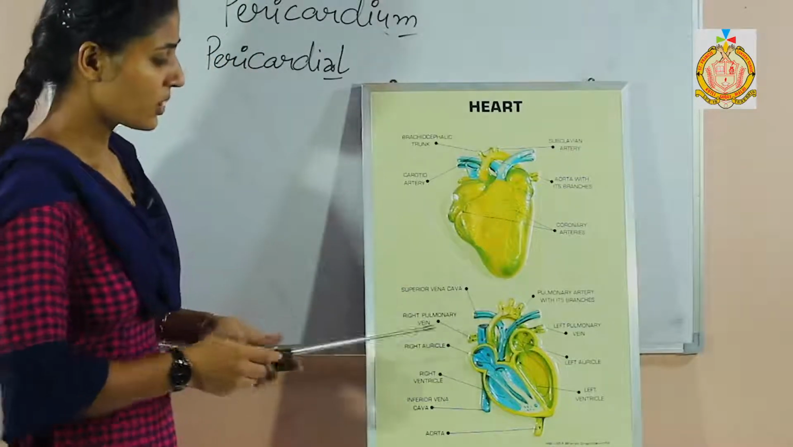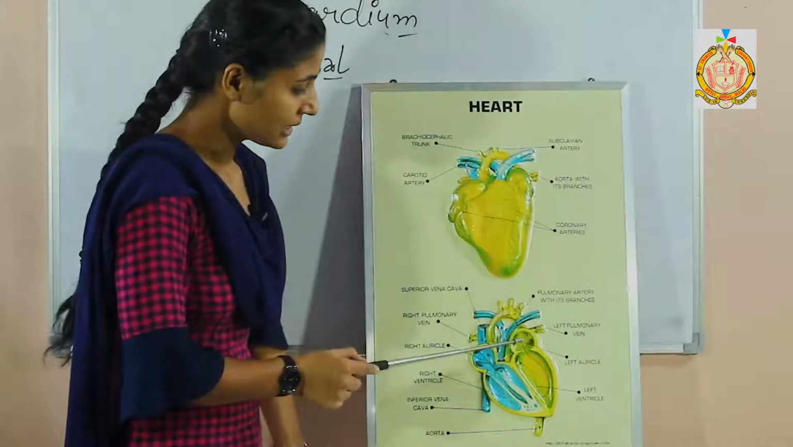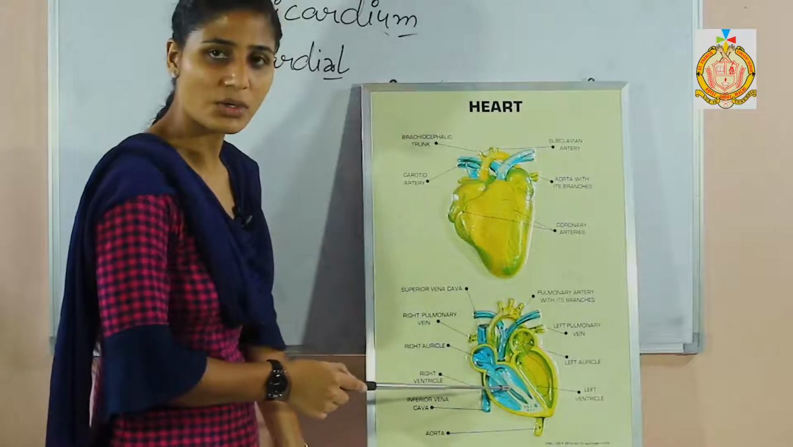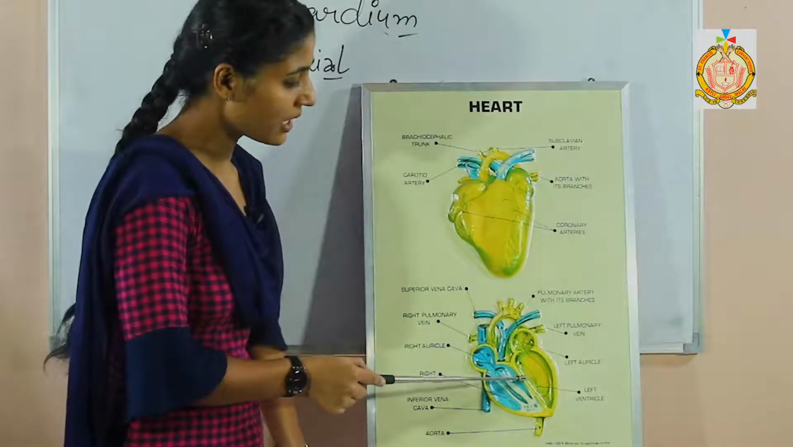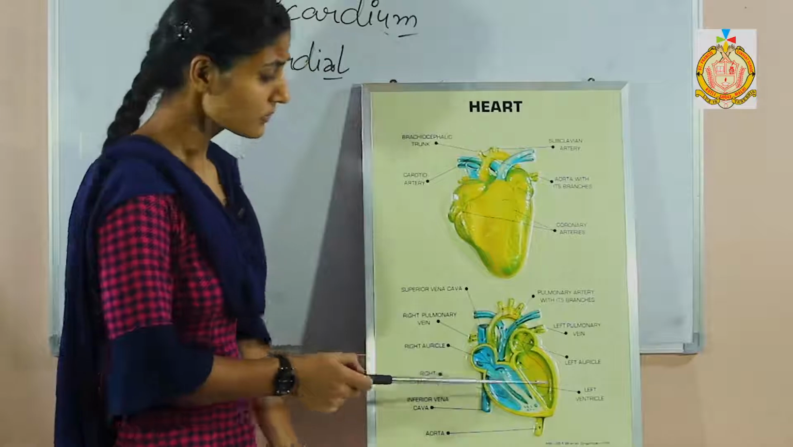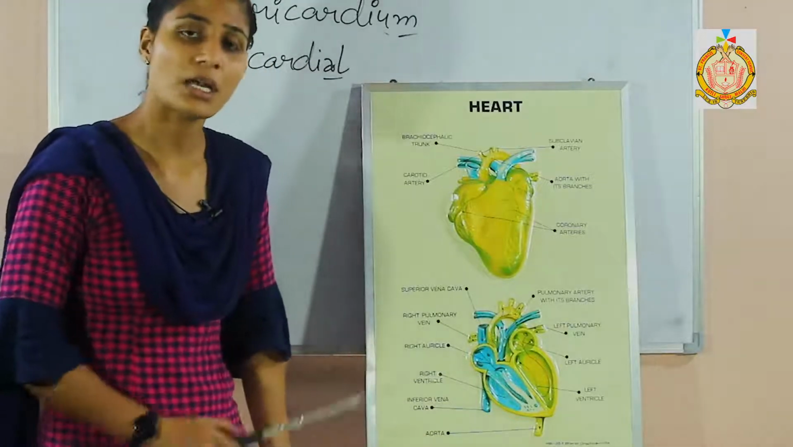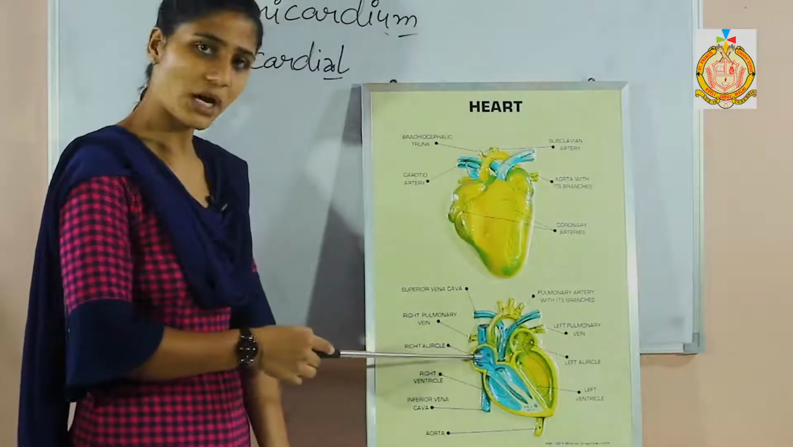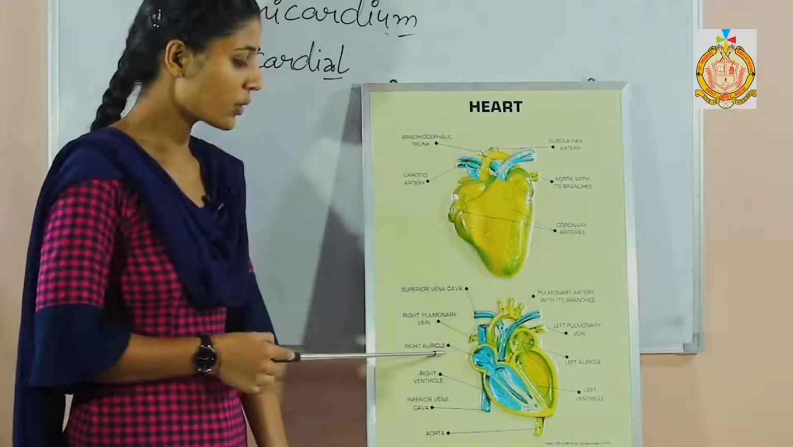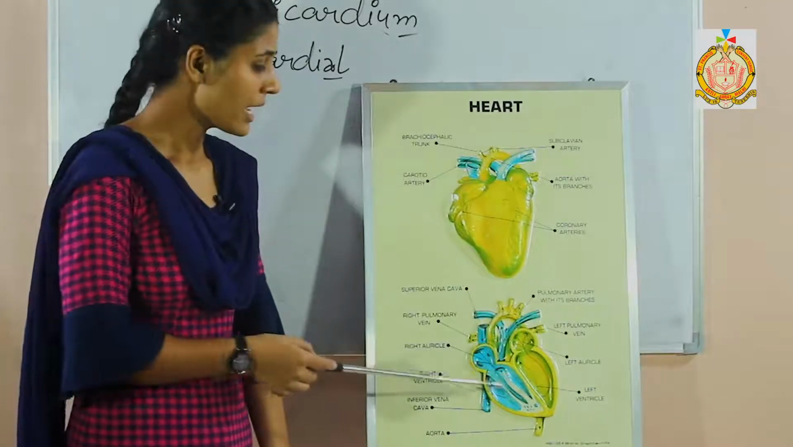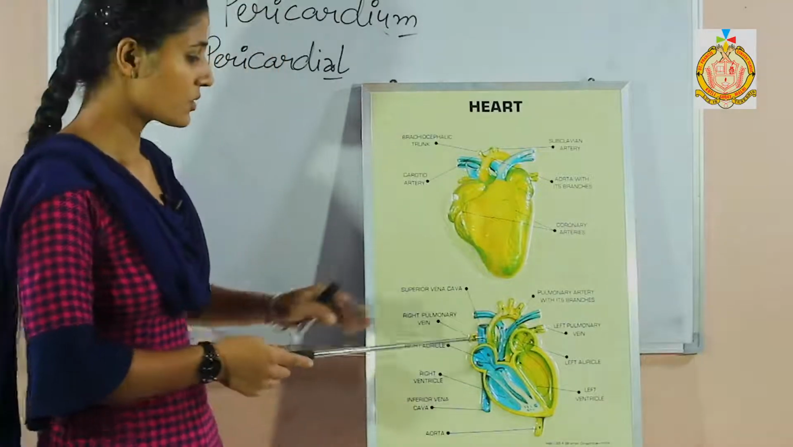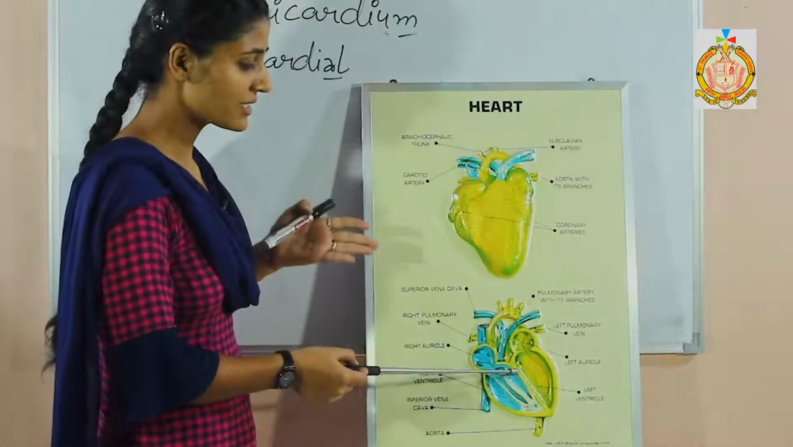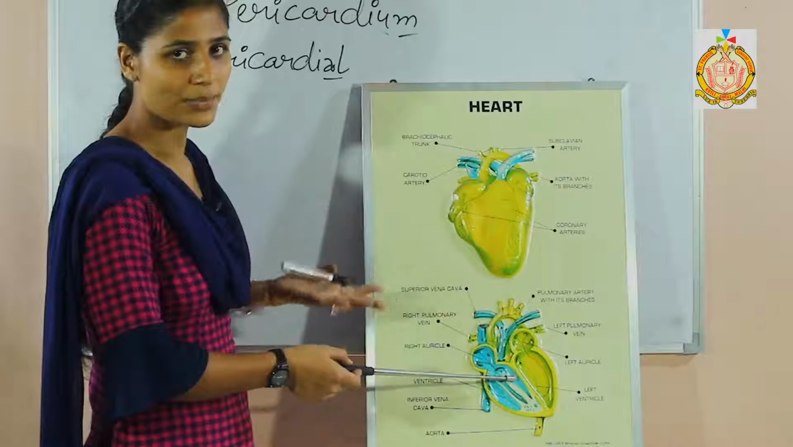Next, in the center of the heart one wall is present that separates the heart into two parts, known as the septum. The heart also has four chambers, upper chambers and lower chambers. The upper chambers are known as auricles or atria, and the lower ones are known as the ventricles.